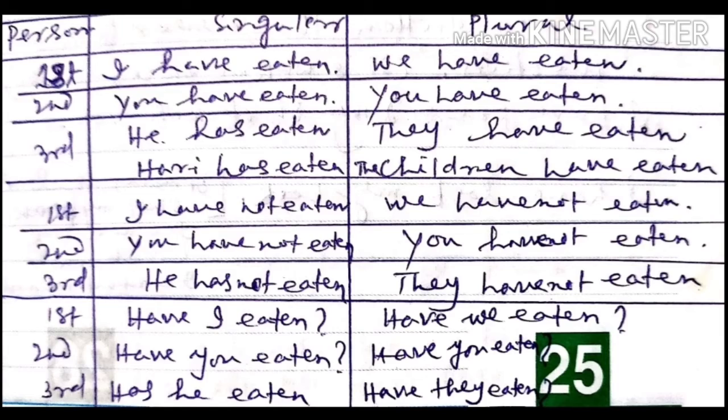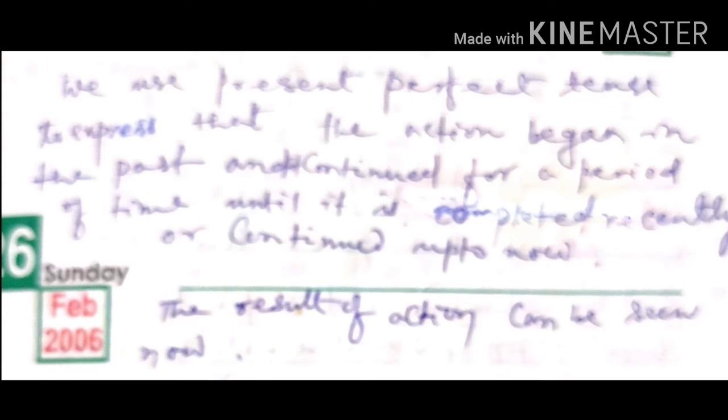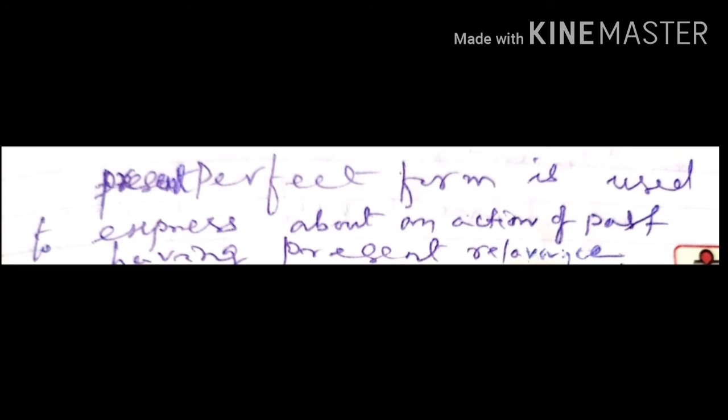Have they eaten? Etc. We use present perfect tense to express that the action began in the past and continued for a period of time until it is completed recently or continued up to now. The result of action can be seen now. The present perfect form is used to express about an action of past having present relevance.